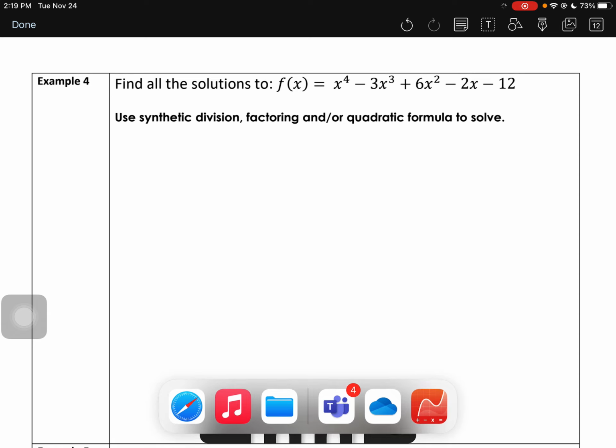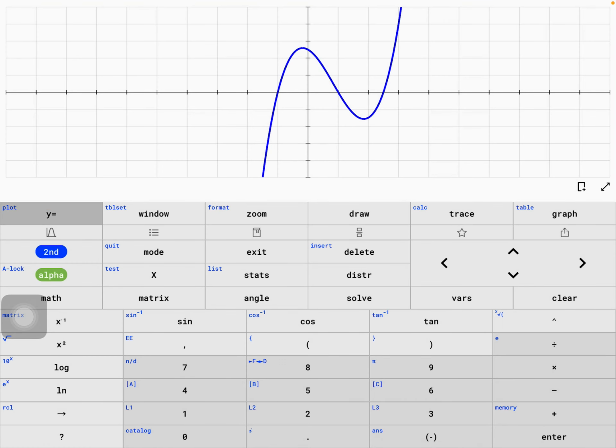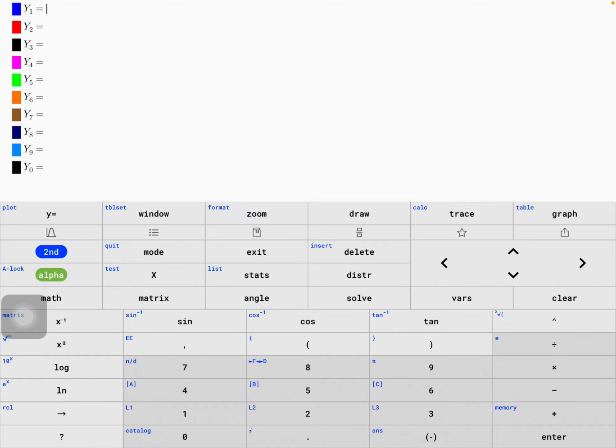So what I would suggest is going to your calculator right away and pressing y equals, pressing clear, and then putting this into our calculator right away to find one of our possible solutions. So we have x to the 4th, use your upside down V, press the right arrow to get down, minus 3x to the third power, press the right arrow, plus 6x squared minus 2x minus 12. Okay, double check that. Now press graph.